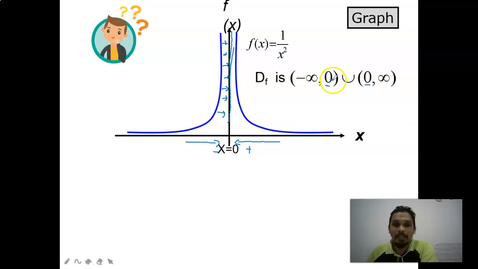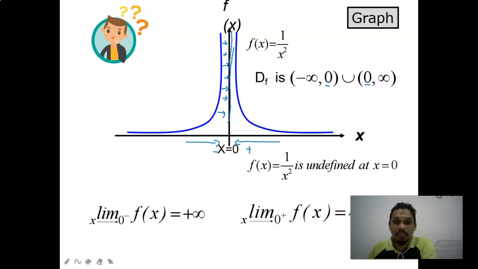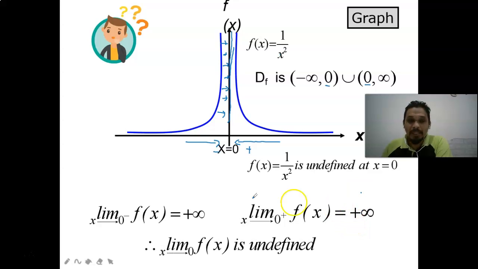So f(x) equal to 1 over x squared is undefined at x equal to 0. Undefined, yes, because when x equals 0, the whole function is undefined. And also the limit as x approaches 0 from the left equals positive infinity, and the limit as x approaches 0 from the right is also positive infinity. The limit of the function f(x) is undefined.